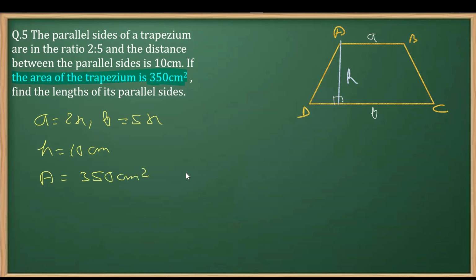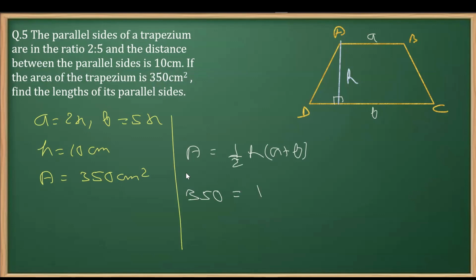Now, what we have to find out is the length of these parallel sides. That means we have to get the length of A and B. Now we'll be applying the formula for the area of a trapezium, that is area as half multiplied by h, that multiplied by the sum of the parallel sides. How much is the area? That is 350. So I'll write this as 350 is equal to half into h. h is 10 over here. Replacing A and B as A is 2x and B is 5x.